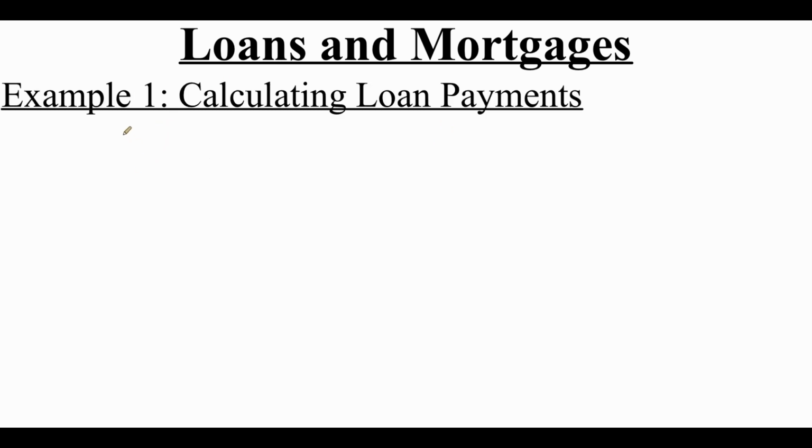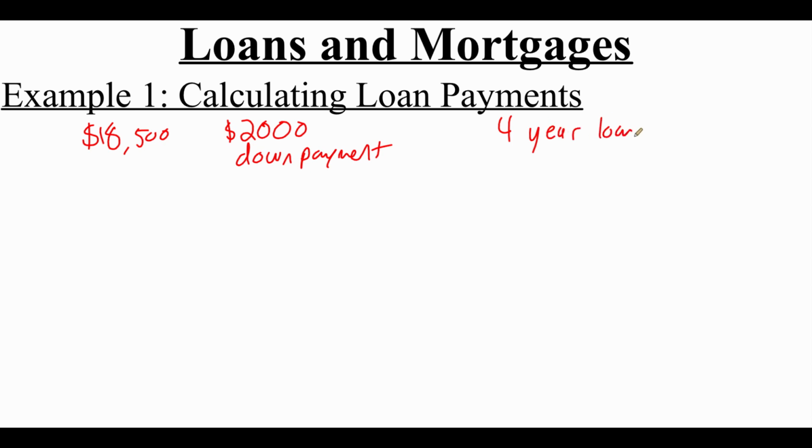So let's say we're looking at buying a car, and the car is going to cost us $18,500. Now we have $2,000 to put down as a down payment, meaning that we're going to have to borrow a little bit of money from the bank. And let's say the bank gives us a 4-year loan with an interest rate of 2.9%. What we want to do is figure out what our monthly payment is going to be. The car costs $18,500, but we've got $2,000 to put down as a down payment, so we're really going to have to borrow $16,500.